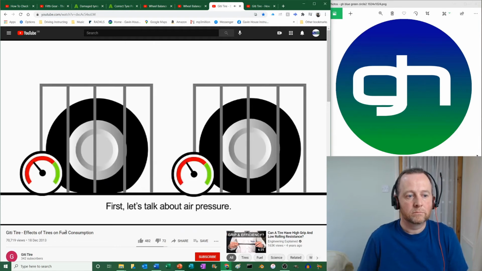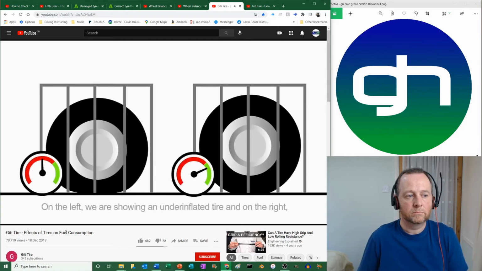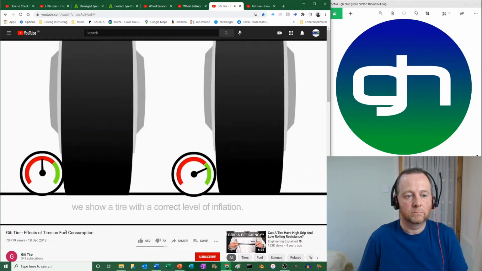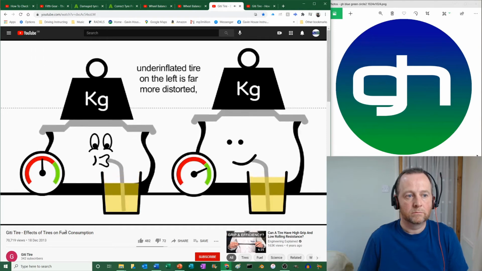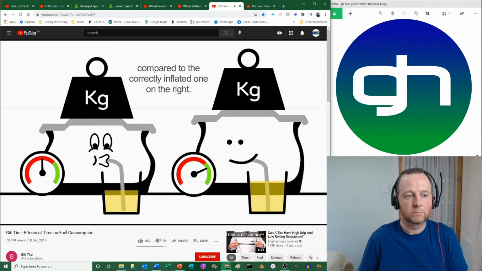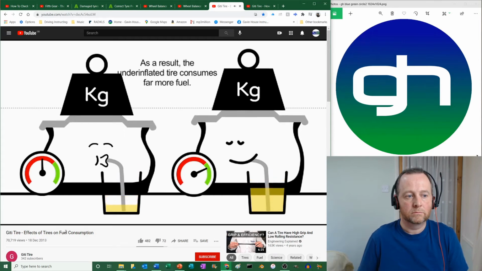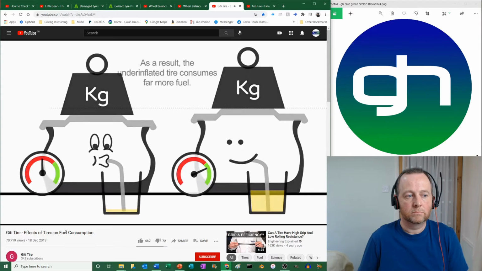First, let's talk about air pressure. On the left, we are showing an underinflated tire, and on the right, we show a tire with the correct level of inflation. Under the weight of the load being carried, the underinflated tire on the left is far more distorted compared to the correctly inflated one on the right. As a result, the underinflated tire consumes more fuel.